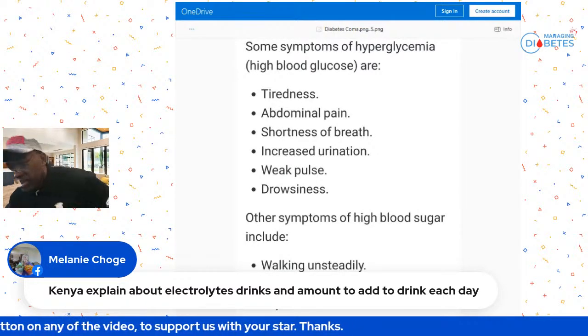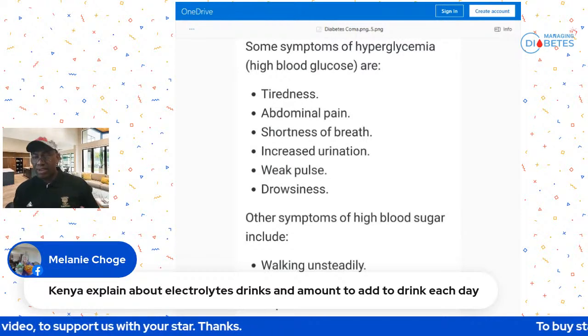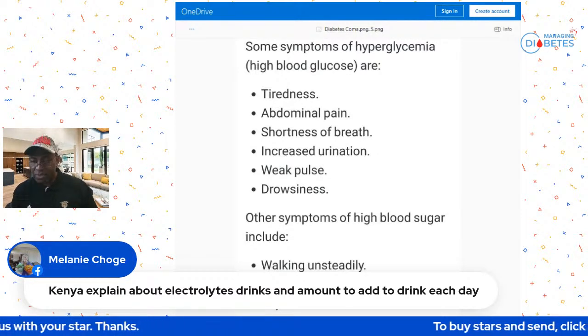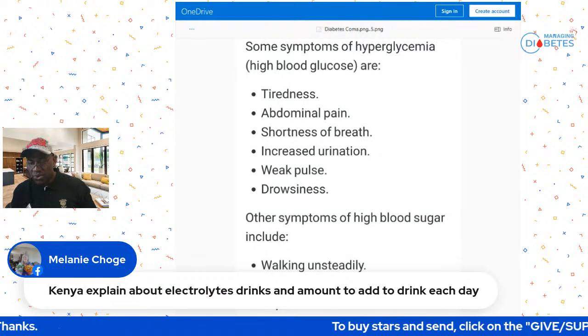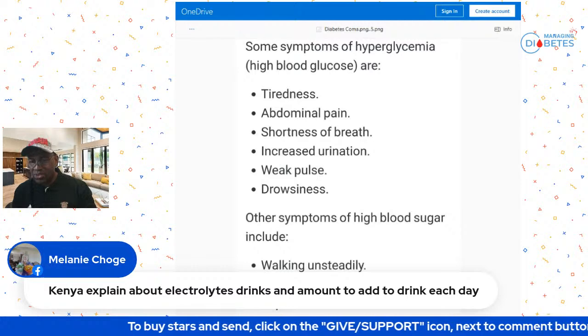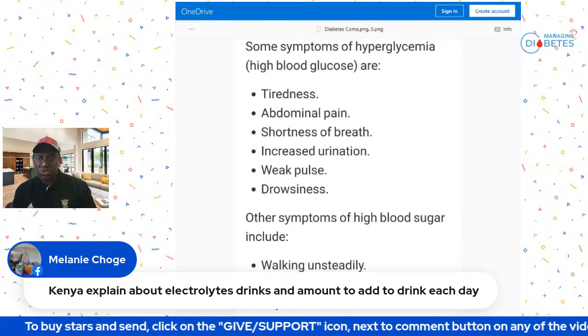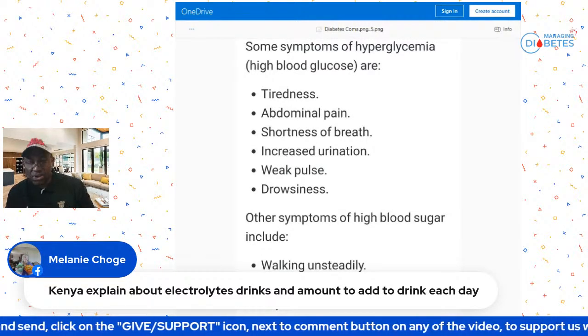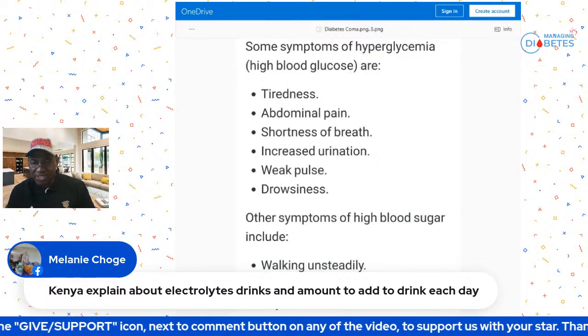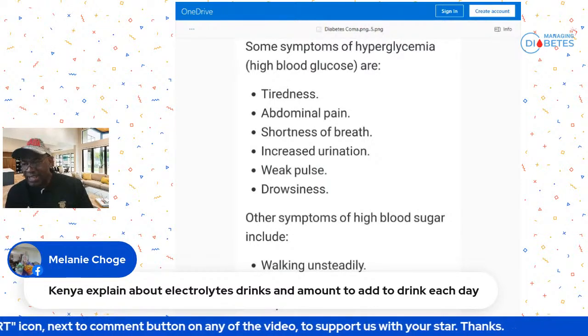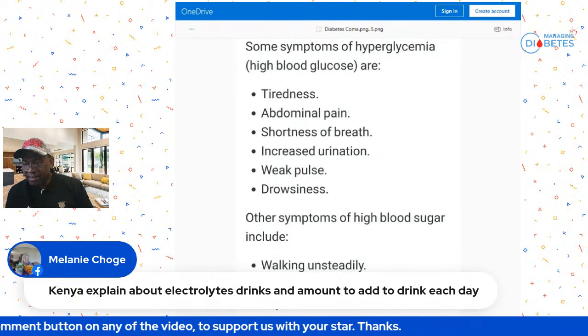Or you can make your own drink. You can flavor your drink by putting some lemon or raspberry in it. Those are good. But any drink that contains electrolytes, I would suggest Melanie stay away from them because the artificial sweeteners in them are not organic, and they are loaded with added sugar that is going to spike your sugar level. Melanie, I hope I've answered your question.